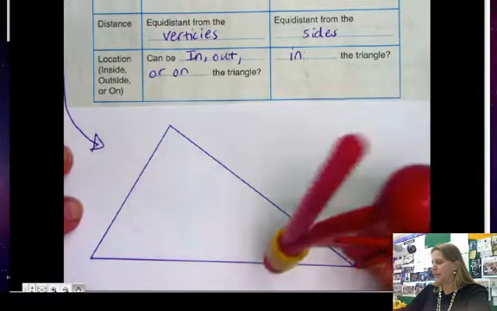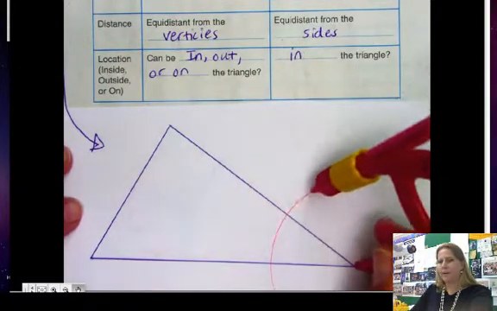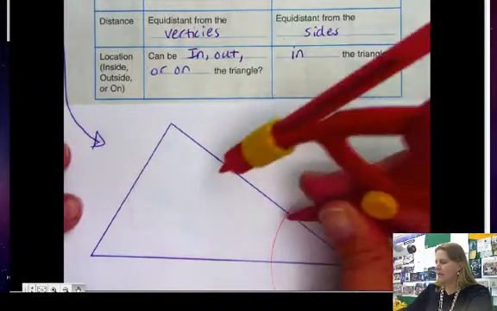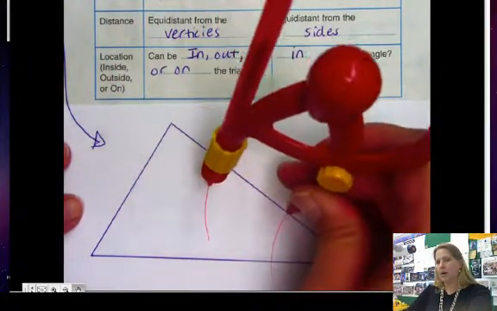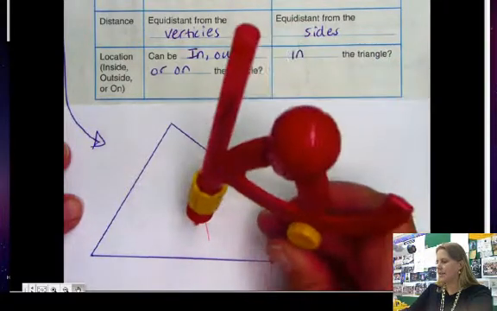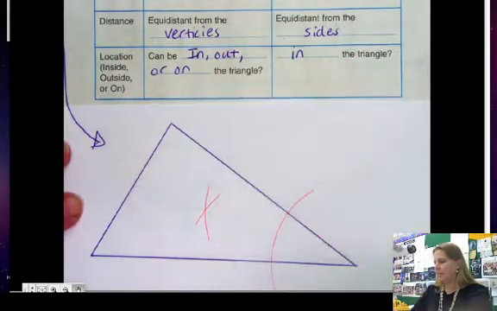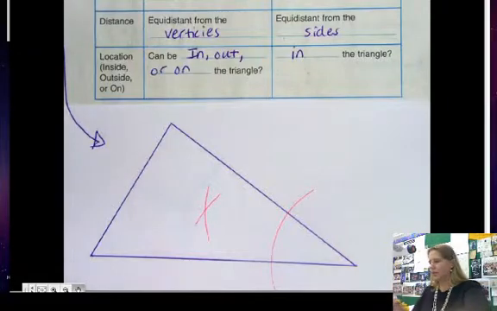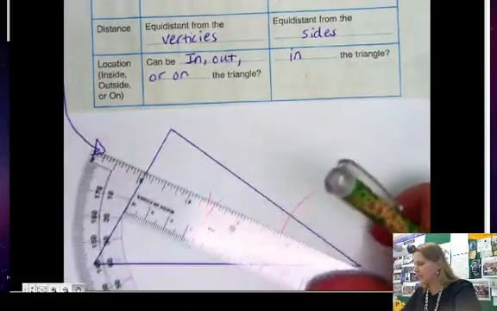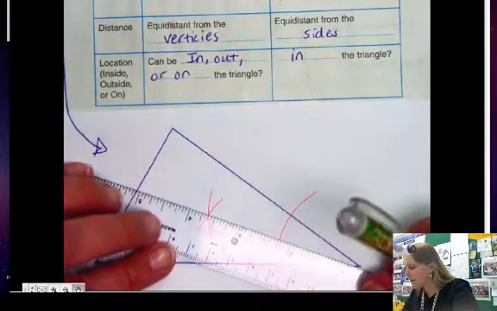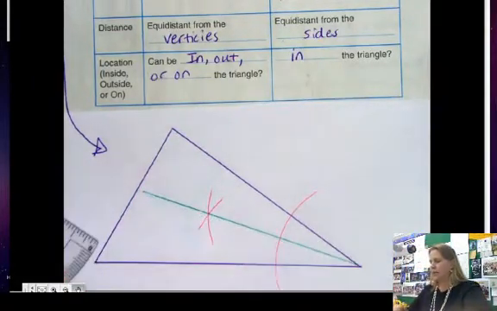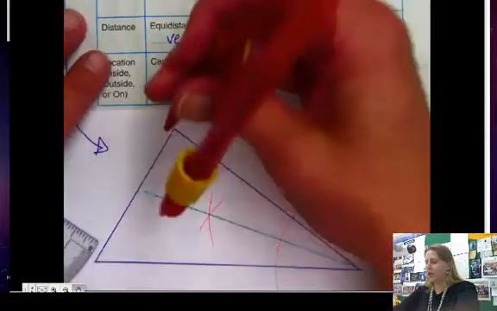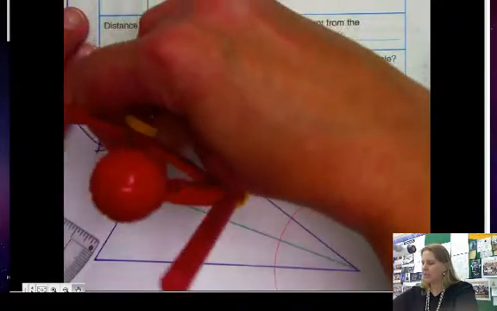So if you remember an angle bisector, you just need to draw an arc from the vertex, and then pick it up and draw an arc from where that first arc crossed one of the sides of the angle, and then over here on the other side. And we're going to connect where these intersect to the vertex. So there's one. Now we're going to do it for all three vertices. So I'm just going to do this really quick.